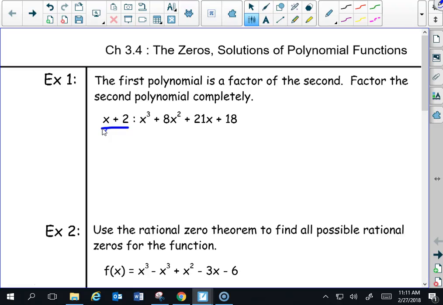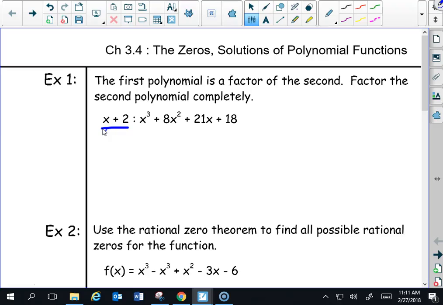to the third. And the best way to figure this out: if it's a factor, if we can write it as a multiplier, then it will divide evenly. x plus 2 will divide that polynomial evenly. And the book, if you're interested, will show you how to do long division with polynomials.